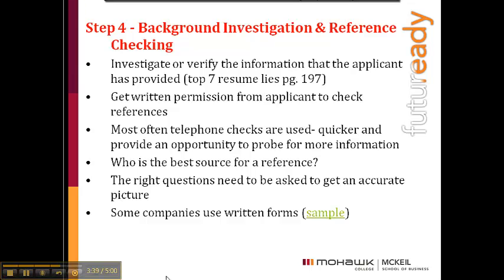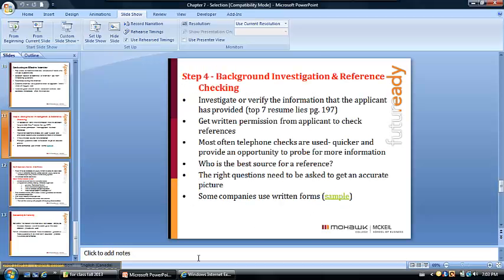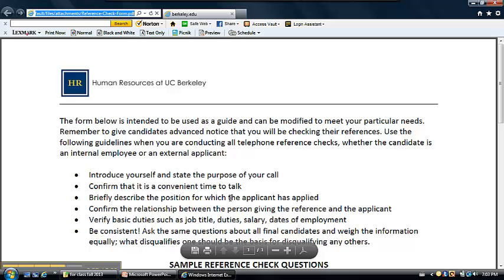hiring. So I've got a sample form here. You can actually access it through your course. What I'm going to do is try and get to it by getting out of the slideshow, if I can. I did. Okay, and I actually opened it up.